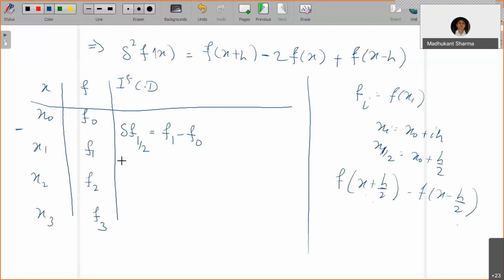The next one is one step ahead. So delta f 3 by 2 is going to be f2 minus f1. We don't want to create a new table. We just want to see how the first, second and third columns look in terms of central differences, forward differences, and backward differences. The last one is delta f 5 by 2, which you can verify is f3 minus f2.